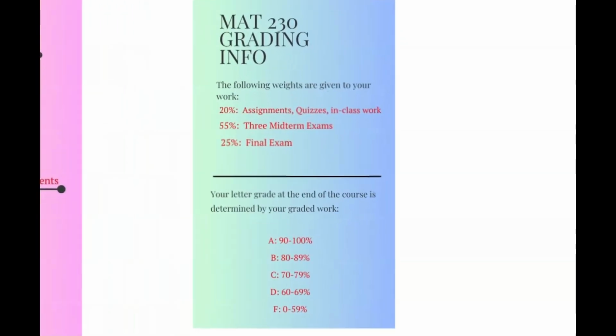Here is how grades will be determined this semester. 20% of your grade will be based off assignments, quizzes, and classwork, and then the remaining 80% are on your exams. You'll have 3 midterm exams and a final exam. I will tell you, because your grade is so heavily weighted on exams, we want to make sure that you're totally prepared for these in every possible way.